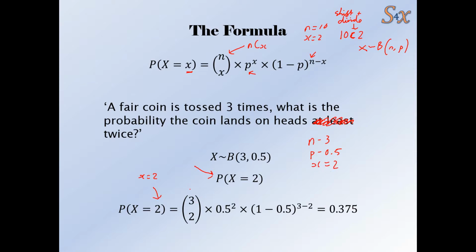So you get, remember this is 3C2 on the calculator, times 0.5 to the x, which is 2, times 1 minus 0.5 to the n minus x, which is, n was 3, remember, and x is 2. If you type all that in, and it's worth having a go at this on your calculator to make sure you're using the right buttons, you should get 0.375. Okay?